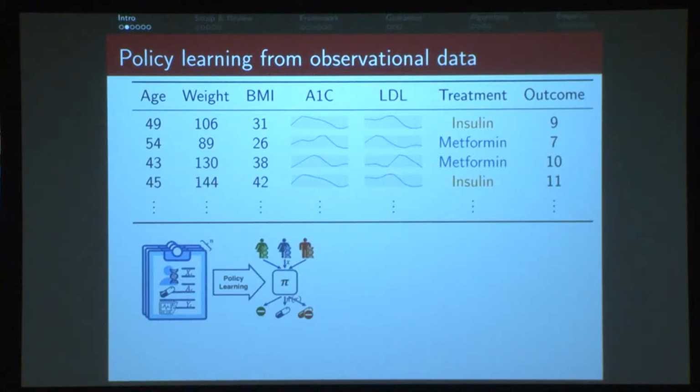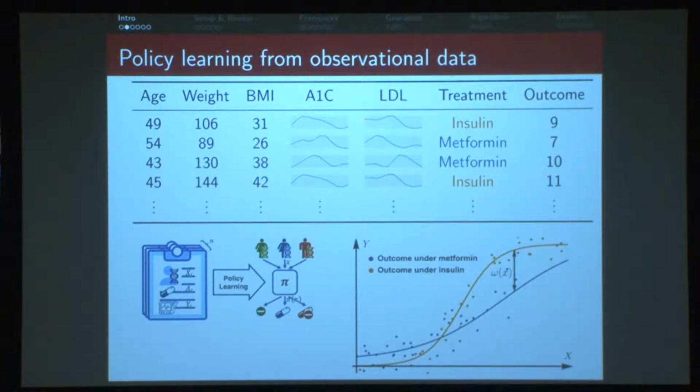This procedure of going from data on features, also known as states or covariates, and actions and outcomes, to a policy is known as policy learning. How might we do this in this particular setting? One simple approach would be as follows. We could take all the individuals who've been treated by metformin, look at their covariates and their outcomes, and build a predictive model, a machine learning model, that would, given a covariate x, predict what that outcome is.